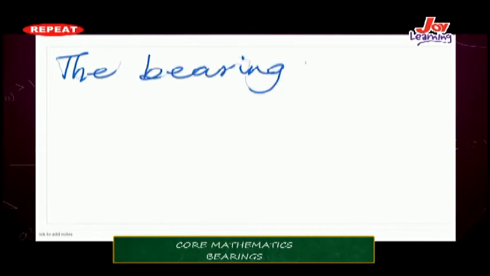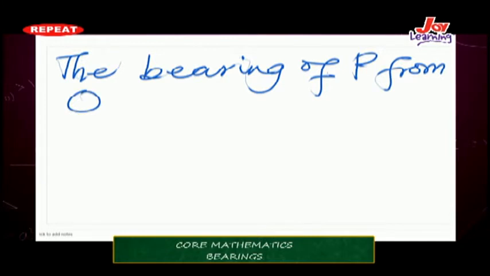Another illustration of how to draw true bearings. The bearing of P from Q is 330 degrees. We want to see how we can illustrate this bearing diagrammatically. The bearing of P from Q is 330 degrees. So this 330 degrees is our direction.